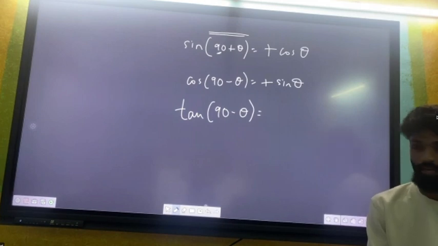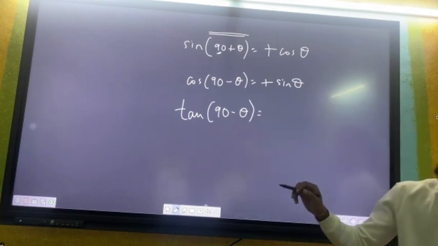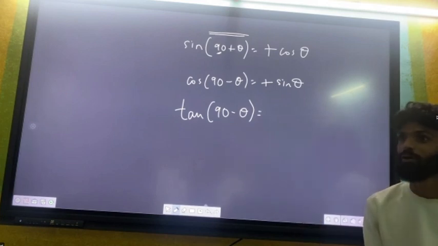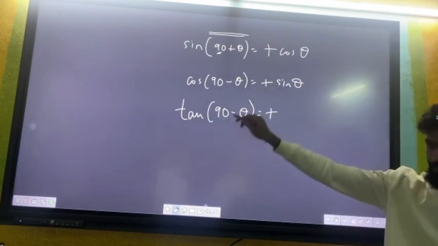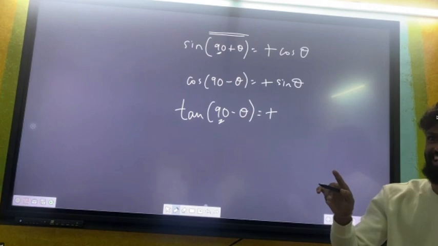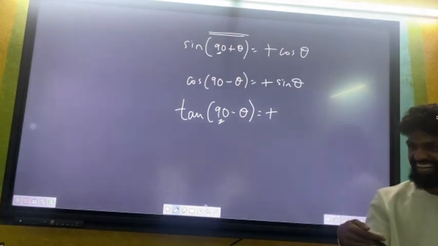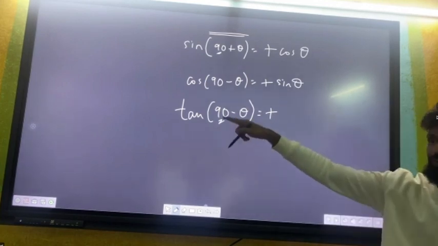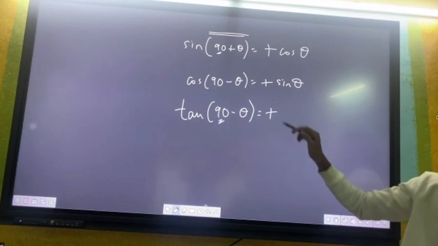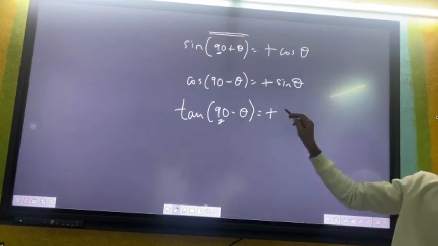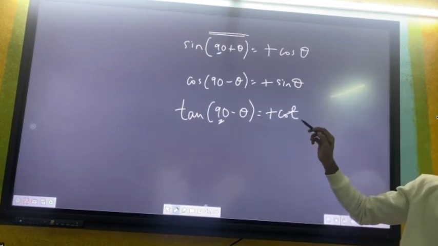90 minus theta, what quadrant? First quadrant. Tan is positive or negative? Positive. Go back inside the bracket. 9 is odd or even? It's odd. If it is odd, the ratio becomes cot. Theta.